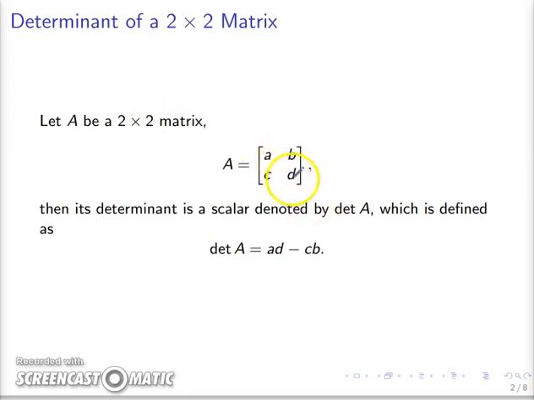So the first definition we learn is perhaps the simplest one: a matrix that has 2 rows and 2 columns, with entries defined in this way. One way of visualizing this is that you define an operation where you cross-multiply elements on the diagonal, A and D, and then you subtract the product of elements that are off the diagonal, which are C multiplied by B.